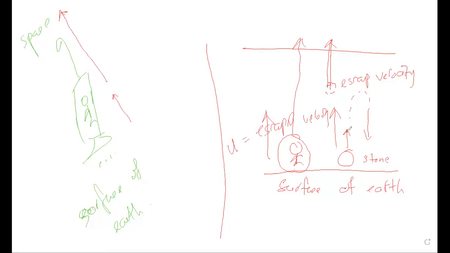So this is the concept of the escape velocity. Don't mix it with the concept where we use a rocket to launch an astronaut. In that case, the rocket is supplied with fuel and produces the extra energy.